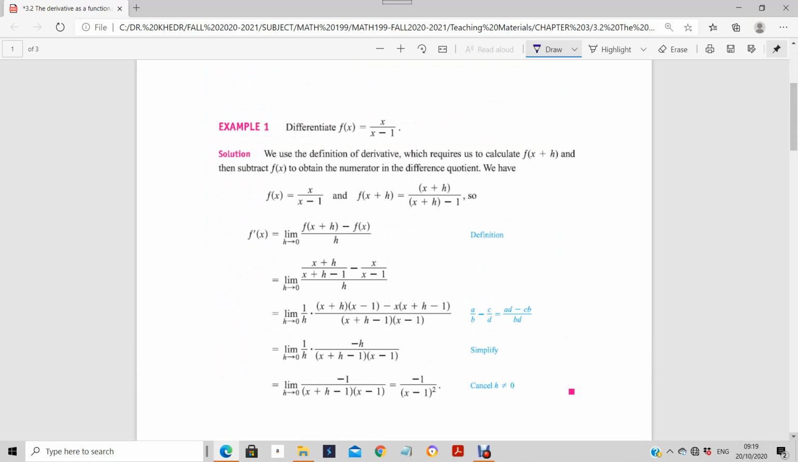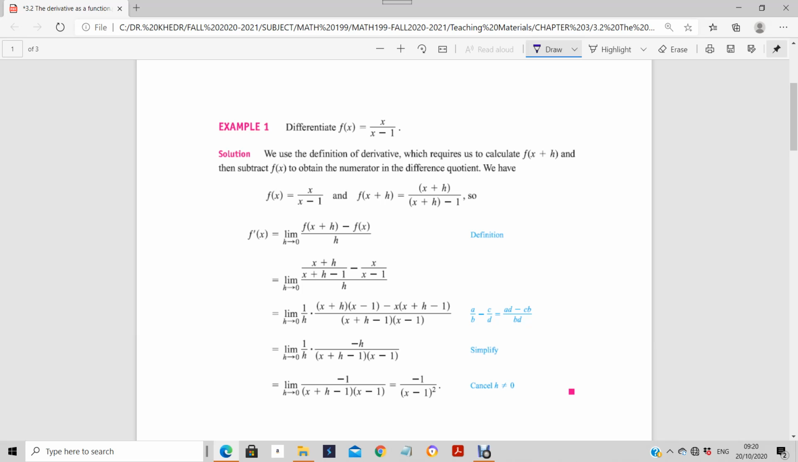Let's see this example. We need to differentiate the function f of x equals x divided by x minus 1. So we use the definition of the derivative, which requires us to calculate f of x plus h and then subtract f of x to obtain the numerator in the difference quotient, and then we have to find the limit.